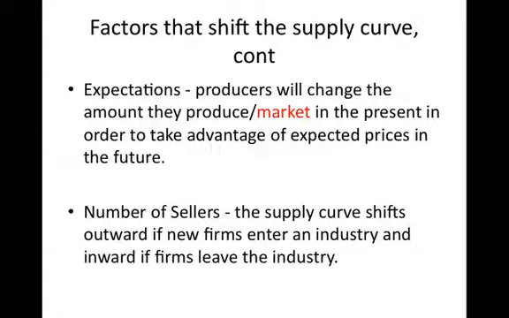Now lastly, I want to emphasize that the number of sellers is important in the position of the supply curve. When we derived the market supply curve previously, we assumed that the number of sellers or the number of firms was fixed. If you have more firms coming into an industry, the supply curve will shift outward. If, however, firms leave the industry, you're going to see that supply curve shift inward. And the reason for that is that you're aggregating output across fewer firms.